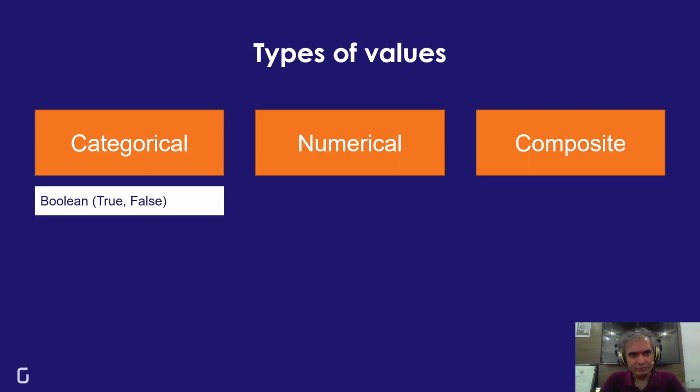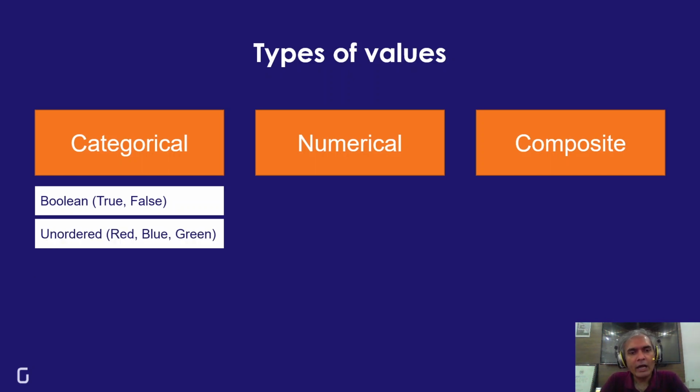Boolean is one example, things that can be true or false, yes or no, just one of two values indicating something that exists or doesn't exist. Or you could have unordered categories. Unordered categories are categories that are distinct and you can't sequence them in any way. For example, colors: red, blue, green. It's not like red is bigger than blue is bigger than green. Or cities. It's not like London is bigger than Paris or so on.